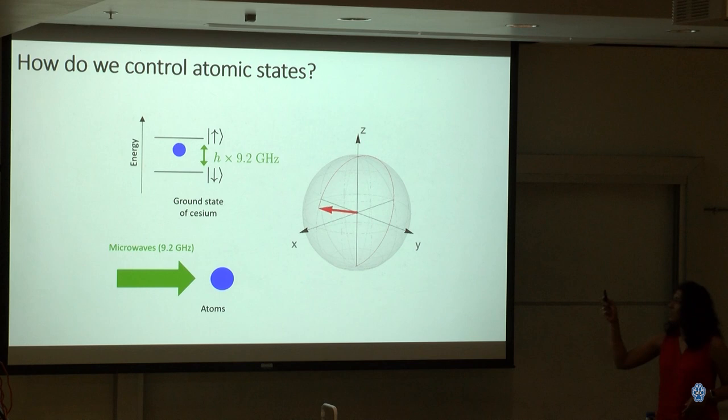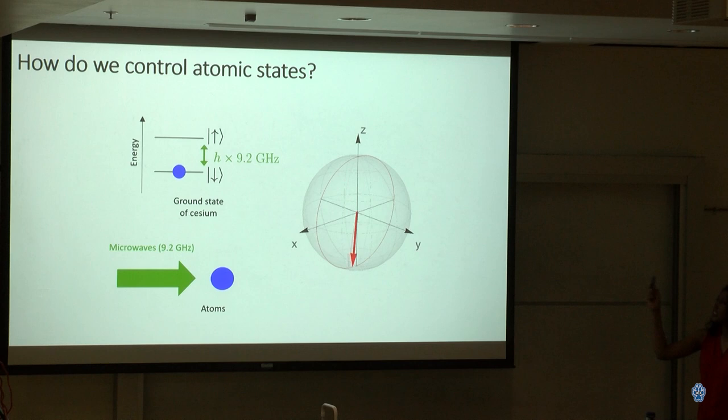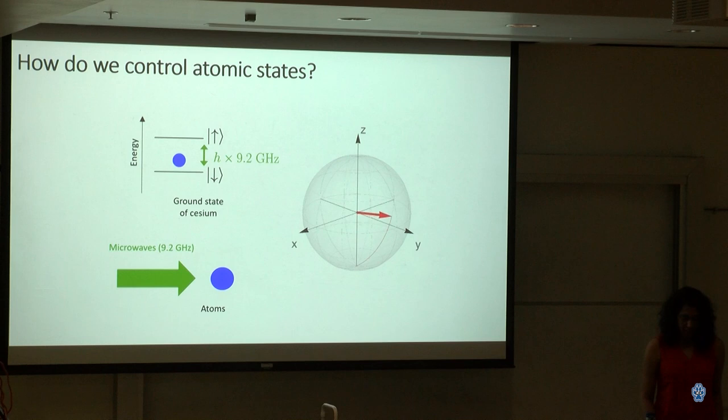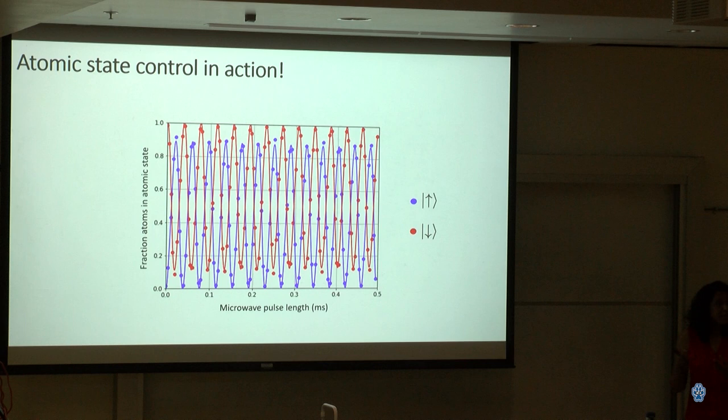And as long as we keep our microwaves on, our atoms are just going to keep cycling between these two states. We can also stop our microwaves at any point, and we've initialized the atom in some superposition. So really nice control here. This is some data that we actually took in lab doing exactly this measurement.